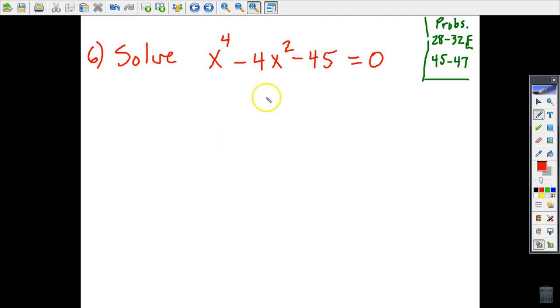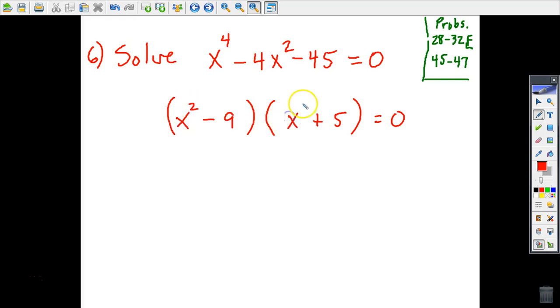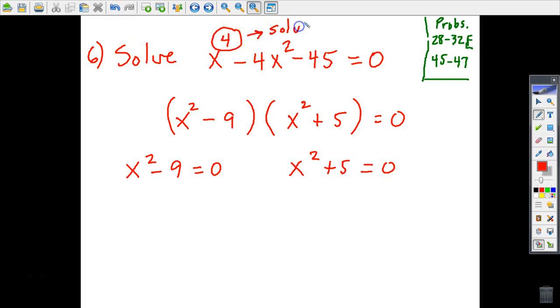Here's another quartic trinomial. So just think about the way you used to factor the quadratic trinomials. Are there factors of negative 45 that add up to negative 4? And that would be negative 9, positive 5. And again, instead of two linear binomials, we're going to have two quadratic binomials. All right, so set each of your factors equal to 0. Keep in mind that the degree of 4 tells me that I should have this many solutions. So 2 of my solutions will come from solving this quadratic equation.